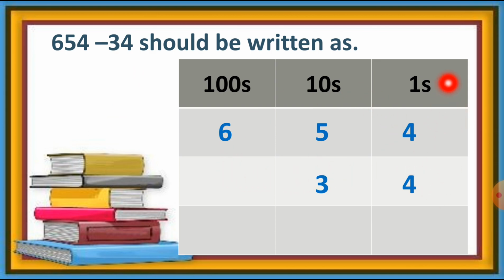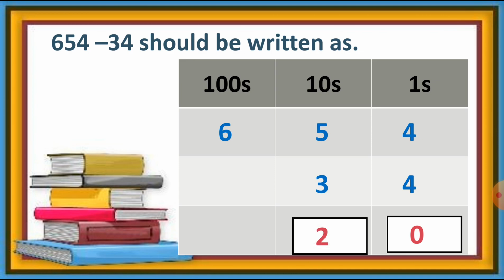Now we can subtract this sum. 4 minus 4 at the ones column is equal to 0. Then at the tens column, 5 minus 3 is equal to 2. And there is no digit to subtract from the 6. So 6 minus nothing means we can write down this 6 as it is. Don't forget to put the minus sign which indicates the subtraction. So the answer of this sum is 620.